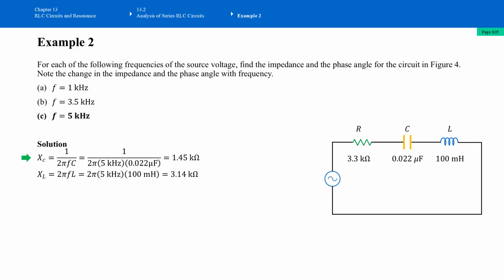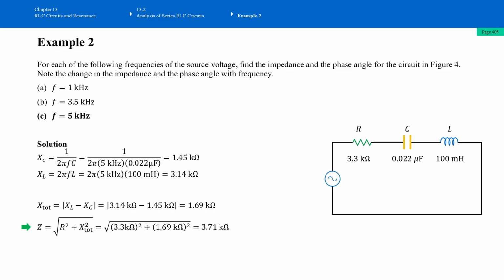Same formula, just change the frequency to be 5 kilohertz. And then we get XL: change the frequency to 5 kilohertz, and the same inductance, 100 millihenry, we get 3.14 kilo ohms. The X total is the absolute value of the difference between XL and XC. So we use the absolute value, 3.14 kilo ohms, subtract 1.45 kilo ohms, and that is 1.69 kilo ohms.